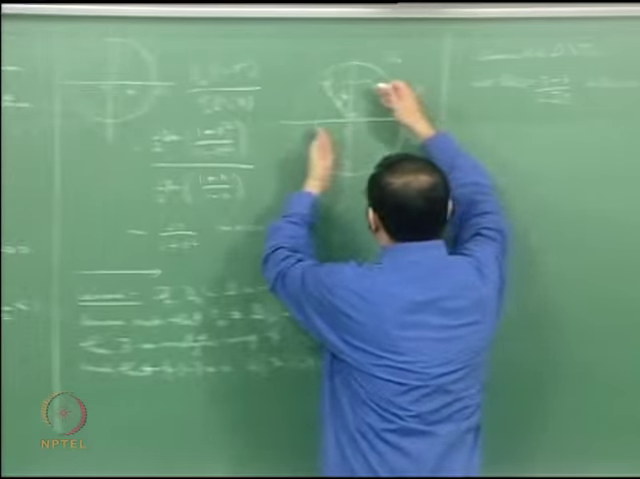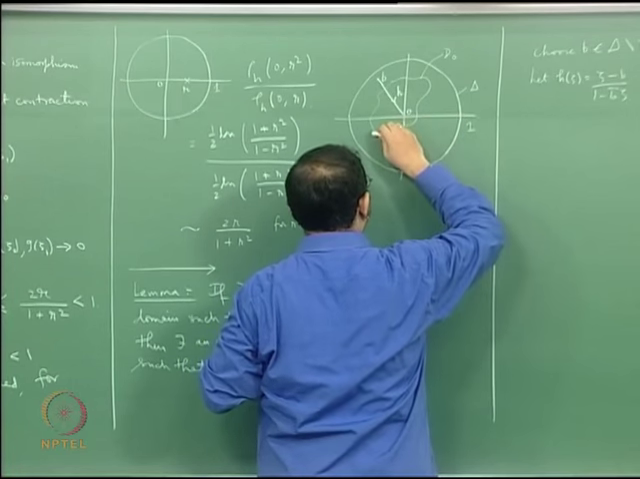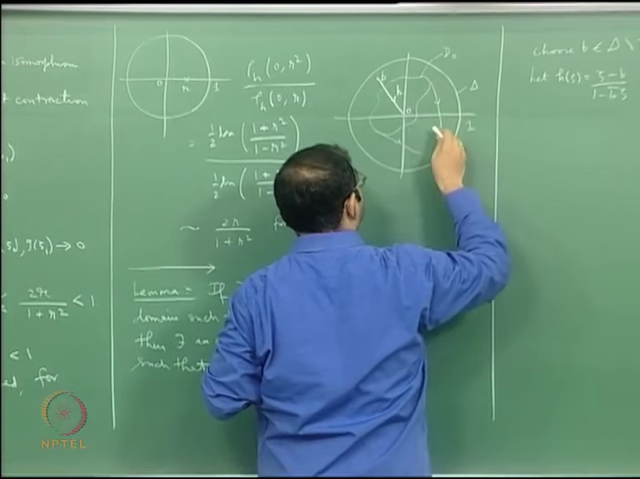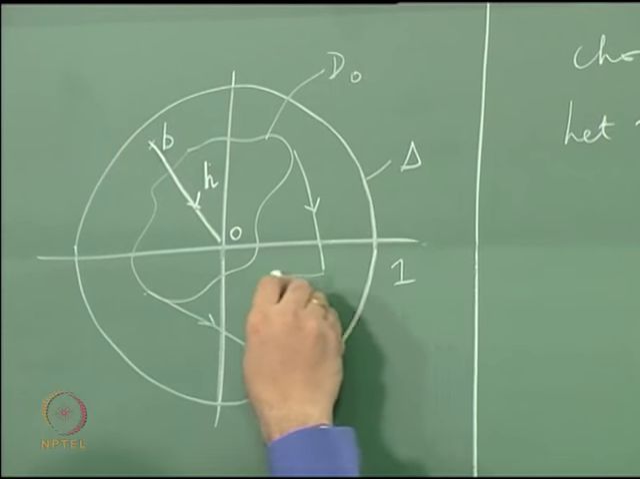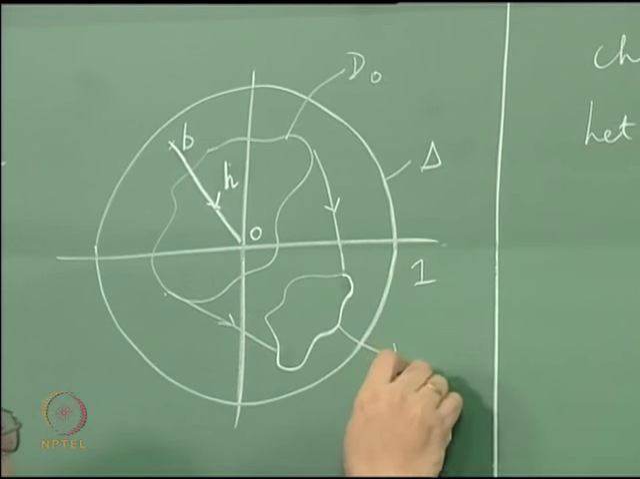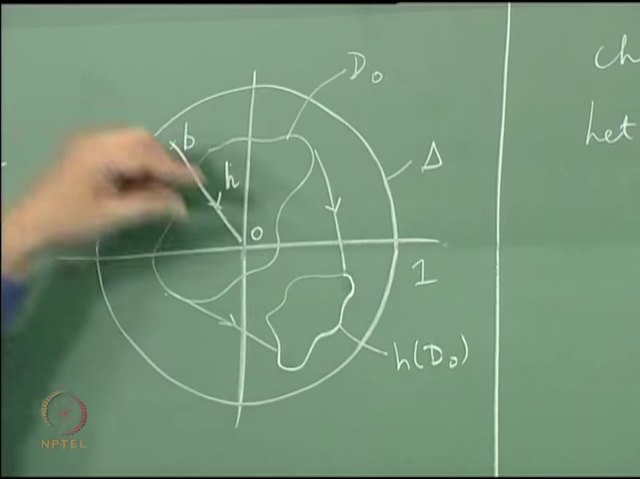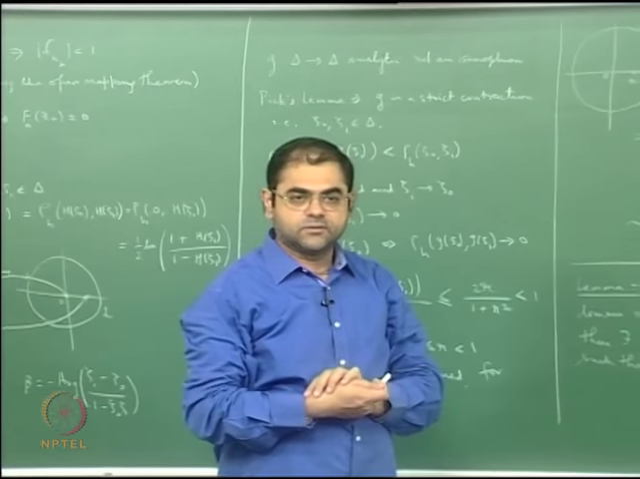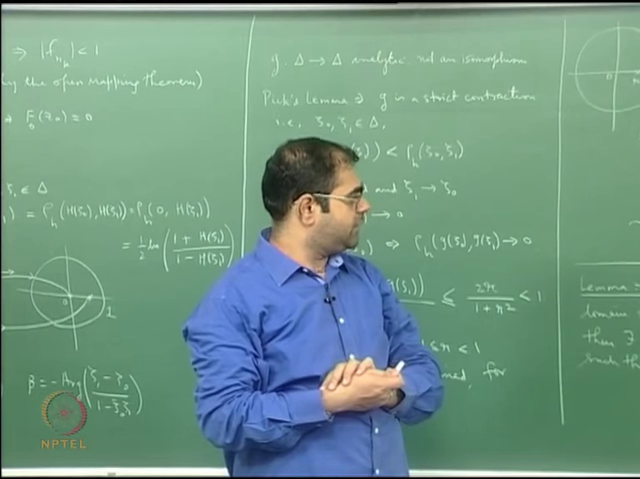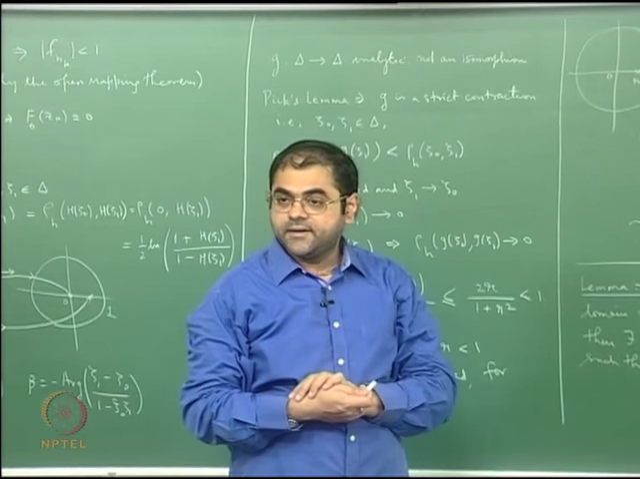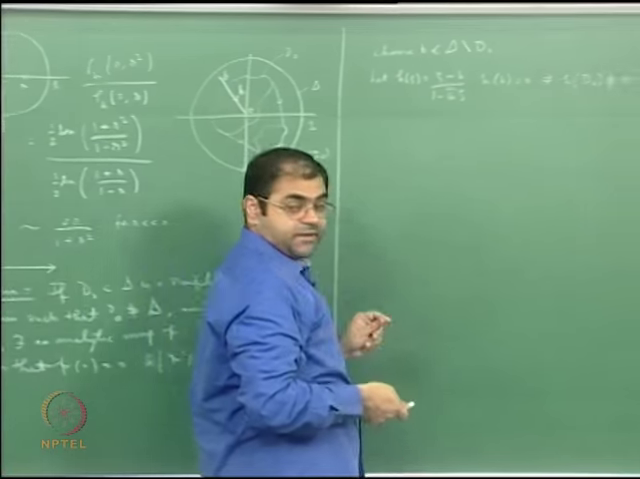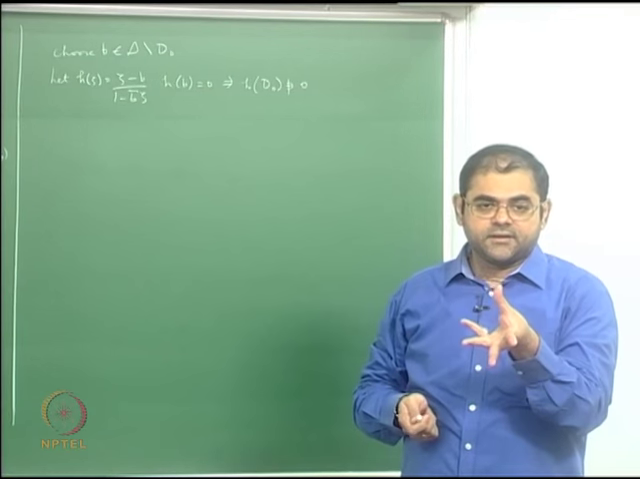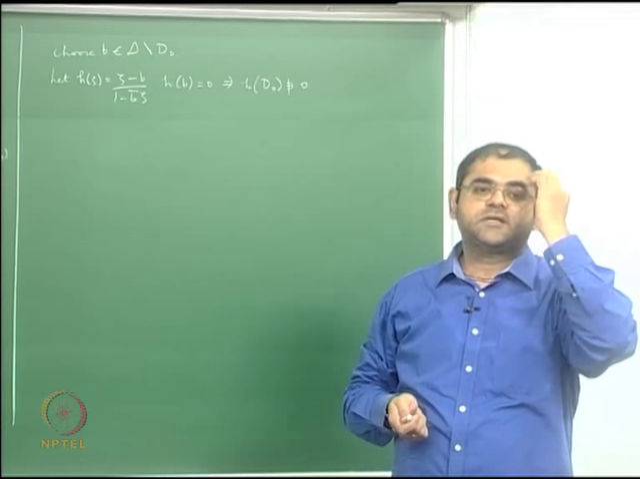So the effect of h will be something like this. I am just drawing something figuratively: this h will map d naught into something. This is h of d naught. It will push b to 0, and this h of d naught will not contain 0. And since h of d naught does not contain 0, I can find, whenever a simply connected domain does not contain 0, I can always find an analytic branch of the square root.